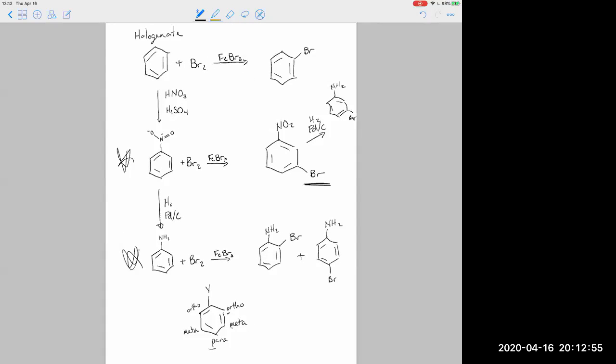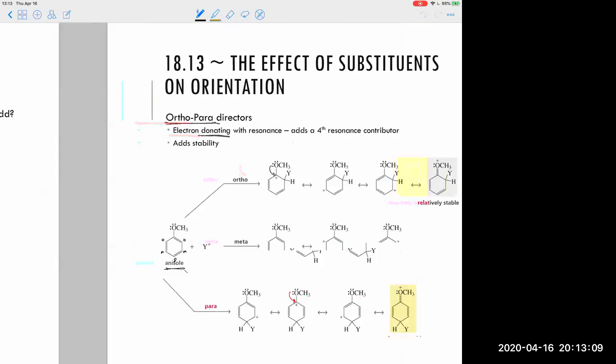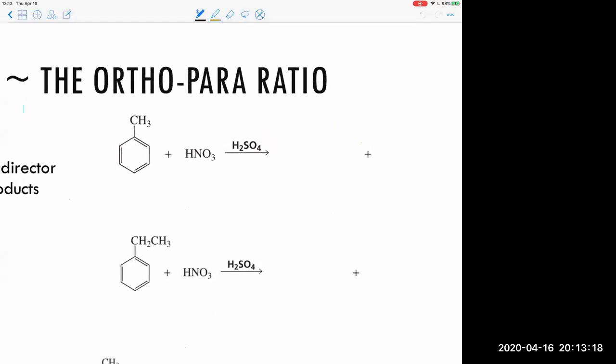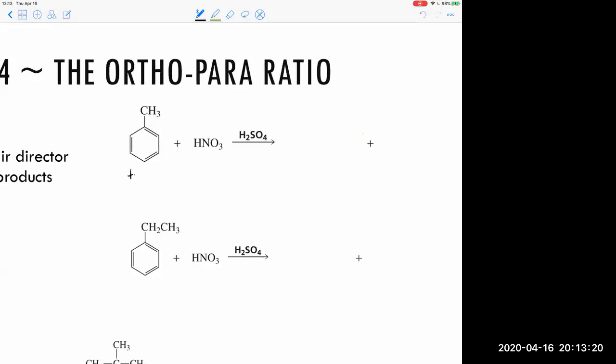So then I think somebody asked me last class, I don't remember who, but the next logical question is, when you have your ortho products and your para products, what's the distribution there? Are they actually going to be a perfect mixture? What plays into that? So that's where we're going to pick up today, talking about what would determine the ratio of your ortho and para products. Okay, so here we're going to nitrate this guy, which is toluene. We have a methyl group. What type of director is that?